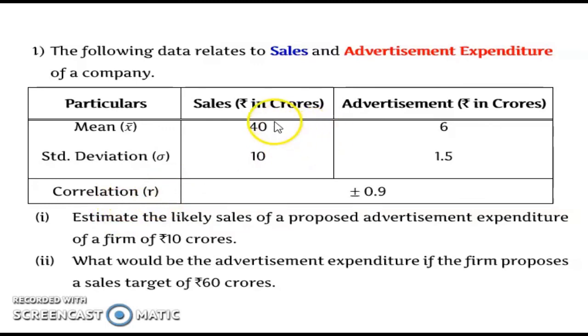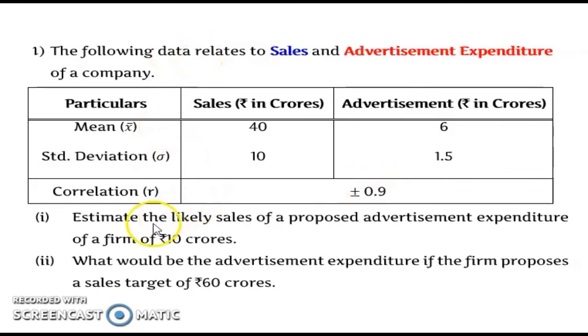Then they said the sales mean value is 40, which is in crores, 40 crores, and 6 crores in case of advertisement. The standard deviation values are 10 and 1.5 crore. And then they said the correlation, which is a single value for both variables. Here they mentioned plus or minus 0.9, so we can take plus, it doesn't matter, so we'll take it as plus.